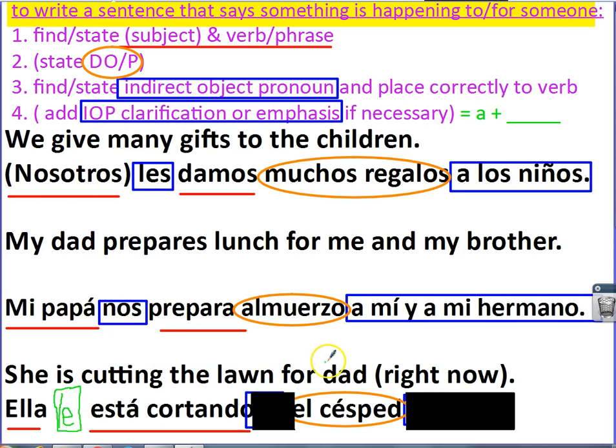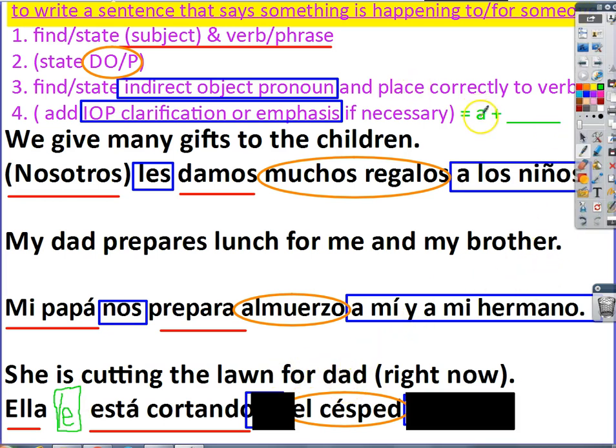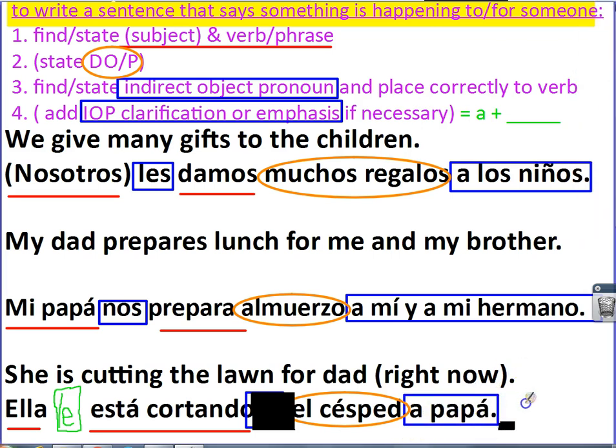That's a good sentence, but I want to say "for Dad," so I need to add clarification. I do that by adding "a", so, "a papá". So that's our sentence for that one. Write that down, and then let's have a look at these sentences.